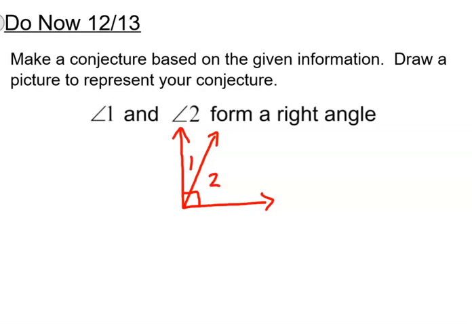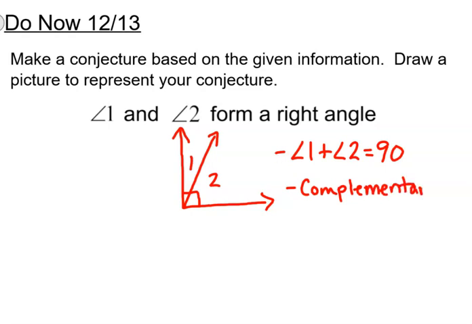Then they want a conjecture. So remember, a conjecture is some type of statement. So think about what we know about right angles. Well, right angles are 90 degrees, so I can say angle 1 plus angle 2 equals 90 degrees. We know that 90 degrees makes things complementary. If they're next to each other, that makes them adjacent. Okay, you only need one of those conjectures, but all of those are good options given the information that they told us.